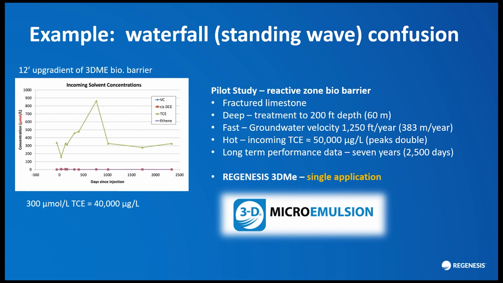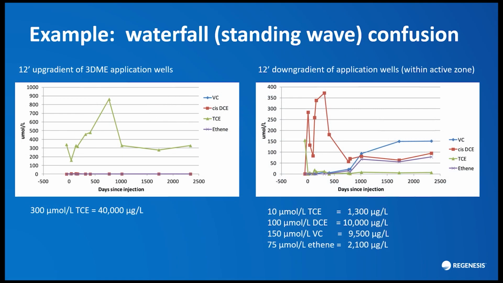The treatment was a REGENESIS reagent, 3D microemulsion, a slow release electron donor, and the treatment was actually just a single application. The data of the first downgradient well into the reagent application looks very different from what's coming in up gradient. The TCE concentration has reduced by about 95%, and we can see the molar ratios of daughter products. This is micromoles per liter. The molar ratios of daughters pretty much add up to the TCE that we had going in. So there's clearly some biodegradation coming on, as we'd expect from an electron donor addition.